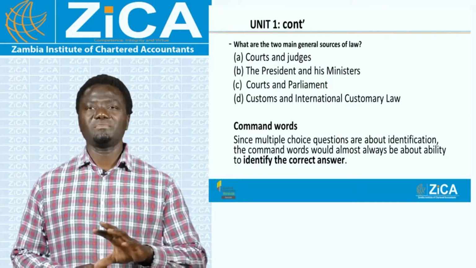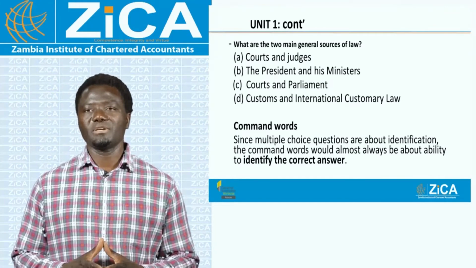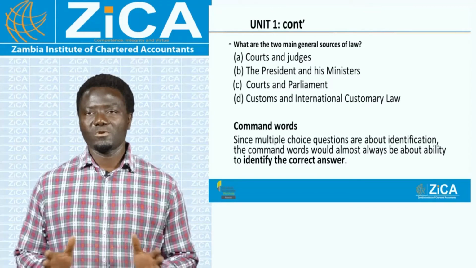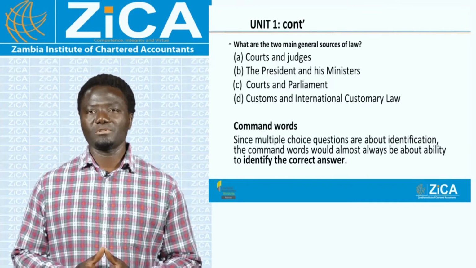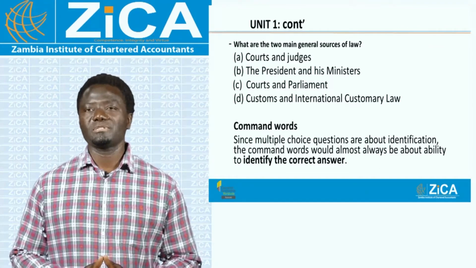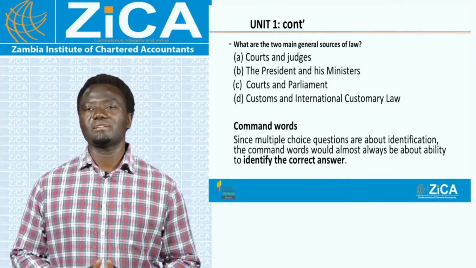So it is simply about identification, in which case you do not need to make any explanation of anything whatsoever. All that you need to do is to be able to identify the correct answer from a number of options that have been presented to you. So here the command word is identify.